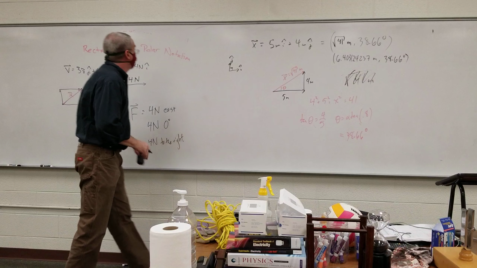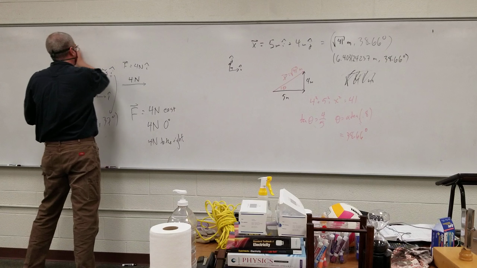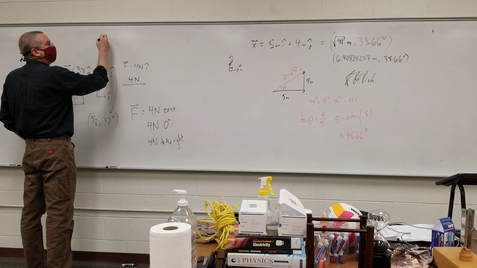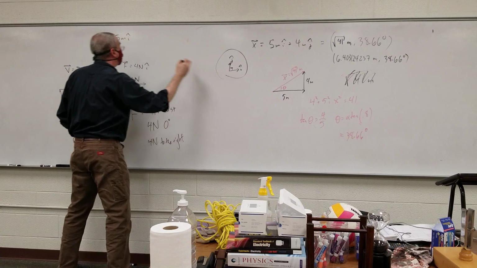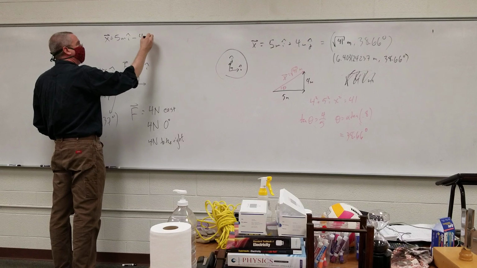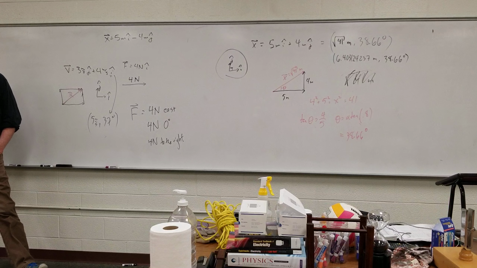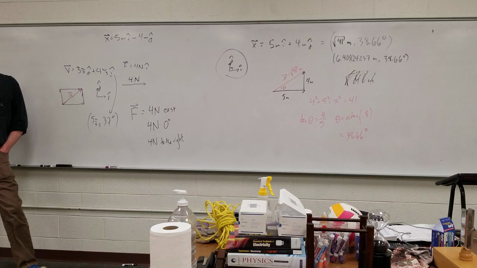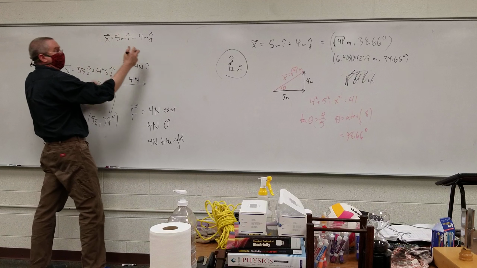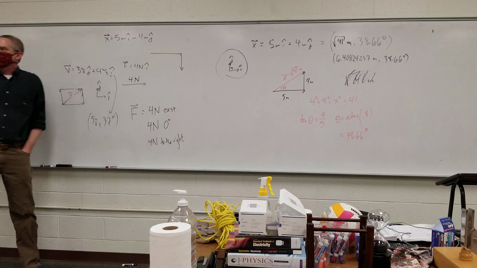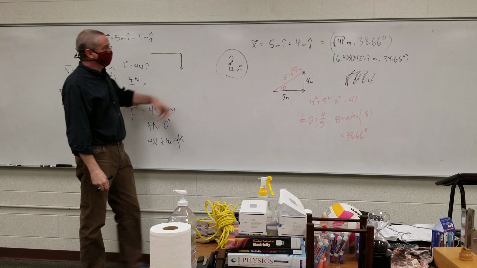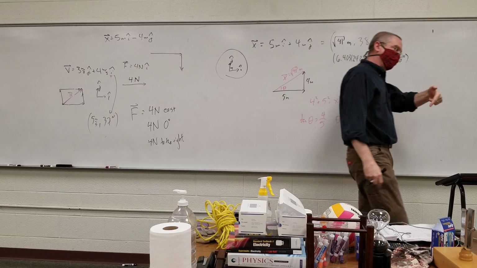Throw in another twist here. Suppose x is equal to 5 meters I hat, and let's keep this still, minus 4 meters j hat. What does negative mean? It means opposite. It's still 5 meters I hat, so that's going off to the right, and then the negative is opposite. We don't have to define negative j hat direction, we just have to define positive j hat, and negative is just the other way.